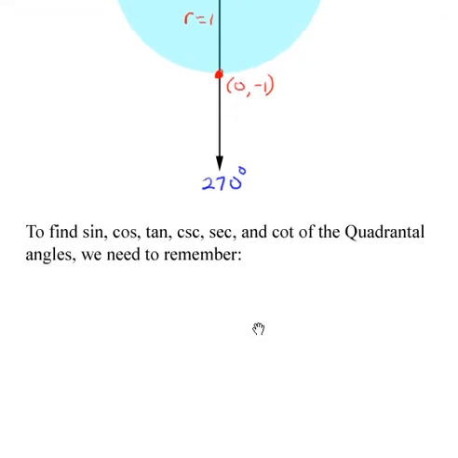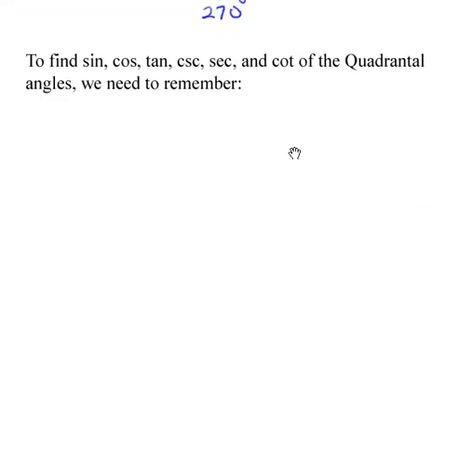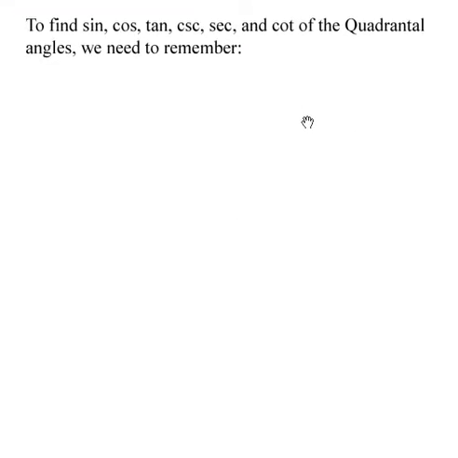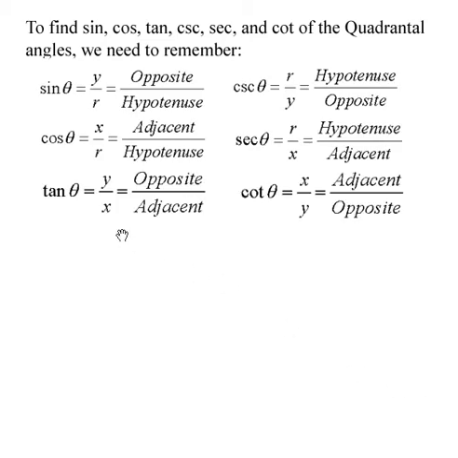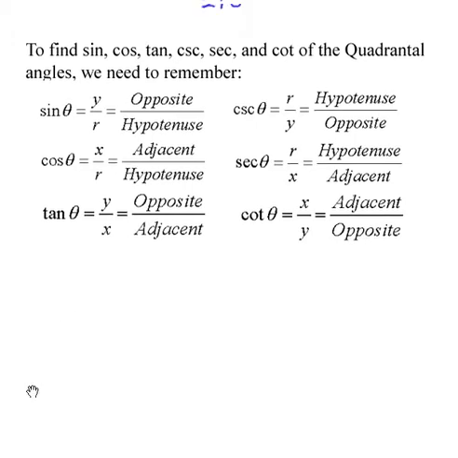Alright, we want to keep that in mind, and we'll have to scroll back and refer to it in a little bit. But we want to try to find sine, cosine, tangent, cosecant, secant, and cotangent of any of those quadrantal angles. As a reminder, since we don't have triangles here to work with, opposite over hypotenuse, adjacent over hypotenuse, opposite over adjacent, etc. aren't going to work for us too well.